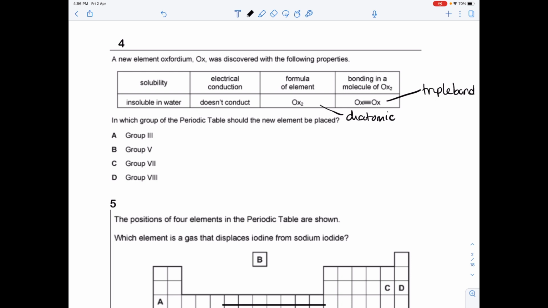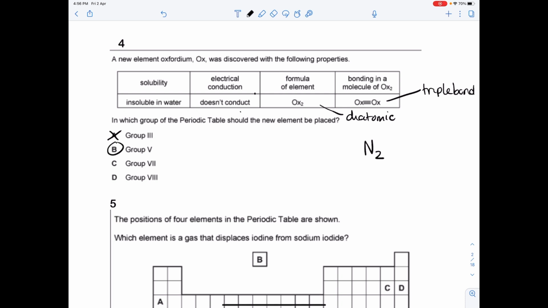Okay, it doesn't conduct electricity, so it's probably a covalent molecule, and it's insoluble in water, which suggests that it's covalent too. So let's have a look. Group 3 is a metal. We can rule it out straight away because all metals conduct electricity. Group 5, they do form diatomic molecules with each other. Think about N2. So it's probably B.